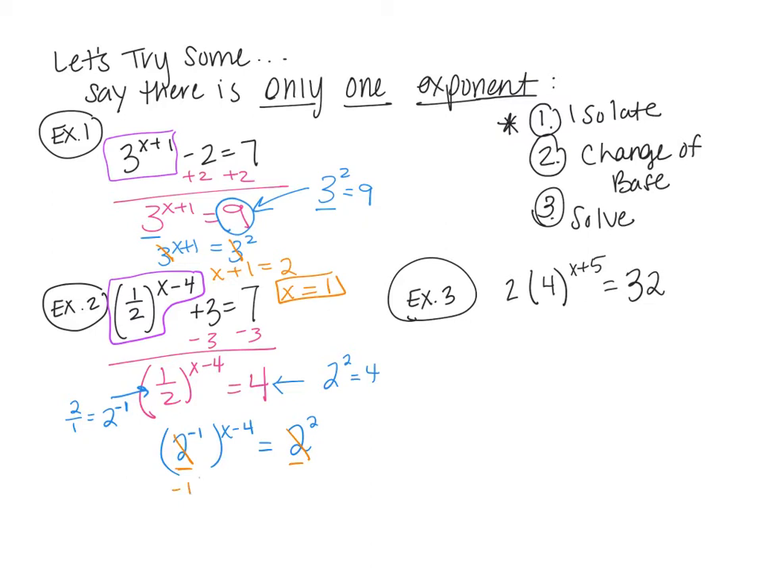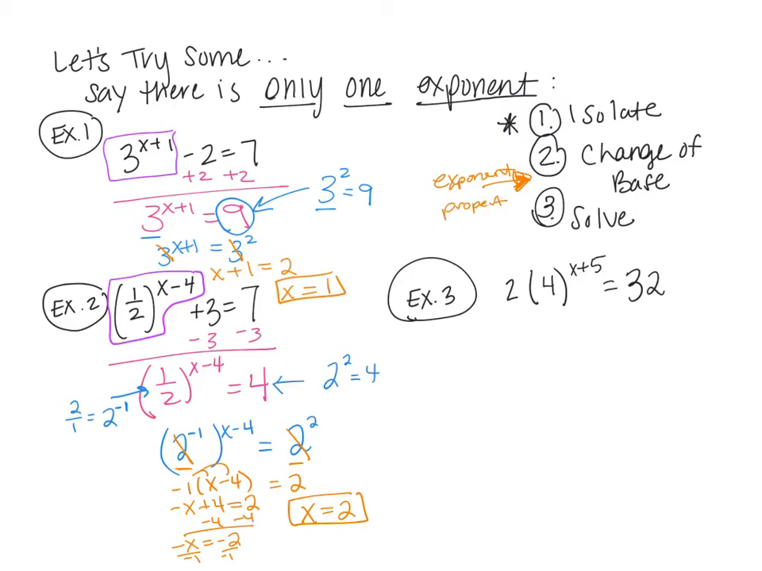So I have this -1 with my x minus 4 here equals 2. So I'm going to distribute. So I have a -x plus 4 equals 2. Keep solving it here. So x is going to equal 2. All right. So remember I said you're going to really have to remember those exponent properties. When I go to change the base here, that's where I'm going to need all of those exponent properties that are on that first slide.